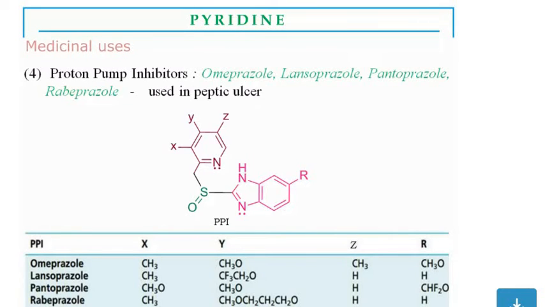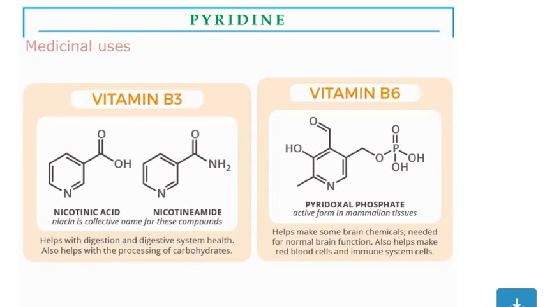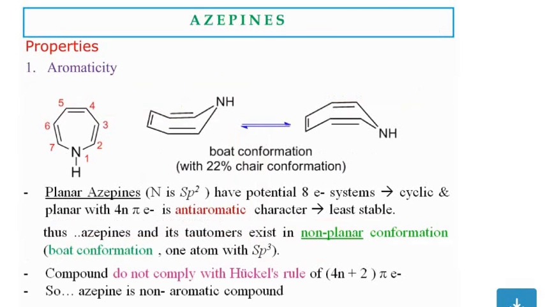Now proton pump inhibitors, omeprazole, lansoprazole, pantoprazole, and rabeprazole used in peptic ulcer all contain the pyridine ring. Now vitamin B3 and vitamin B6 contain the pyridine ring, nicotinic acid or nicotinamide, and pyridoxal phosphate.